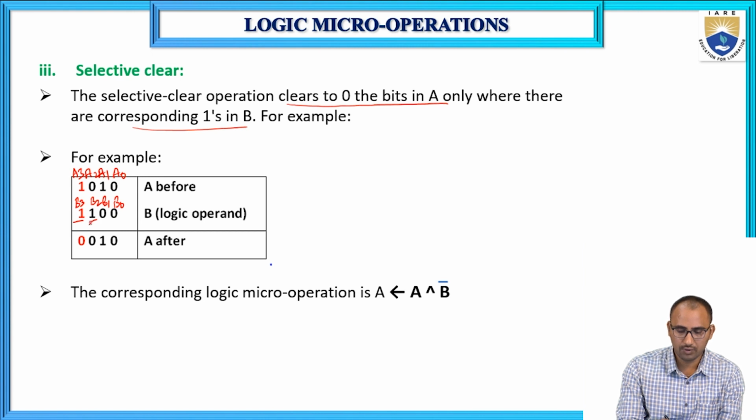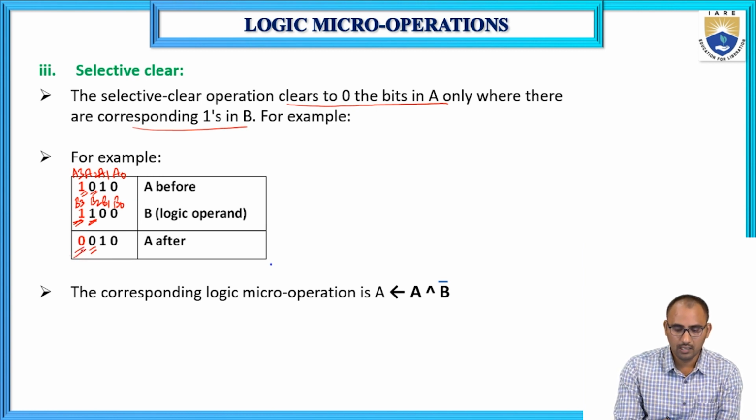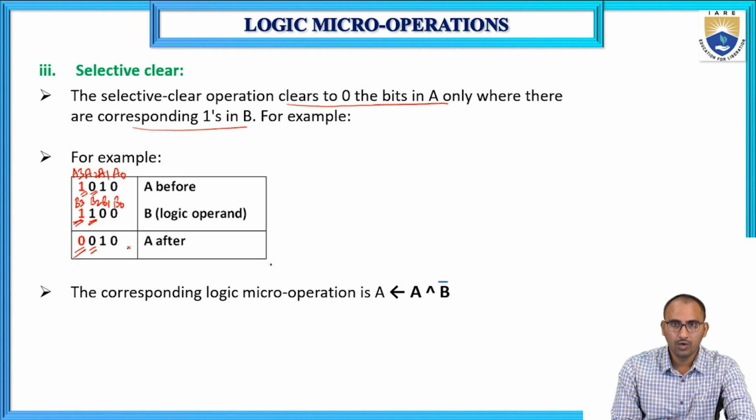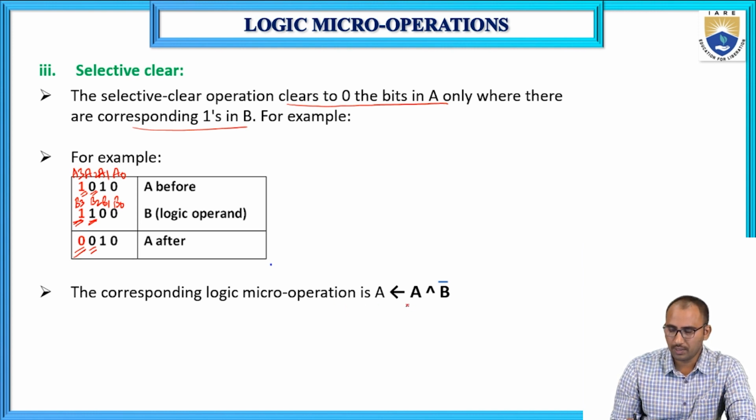If you see B2, the corresponding bit in register A is A2. A2 is already 0, so no need to clear that. Consider B3, which is logic 1. The corresponding bit in the A register is A3, which is 1, so we have to make it 0. After performing selective clear, the A register value will become 0010. This corresponds to the logic micro operation A AND B bar.